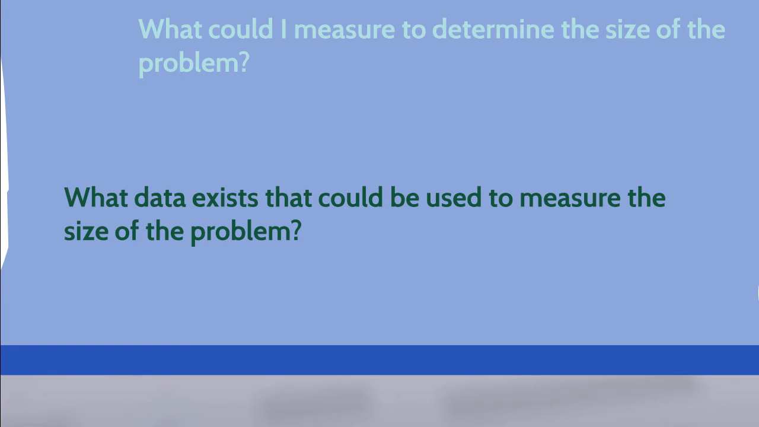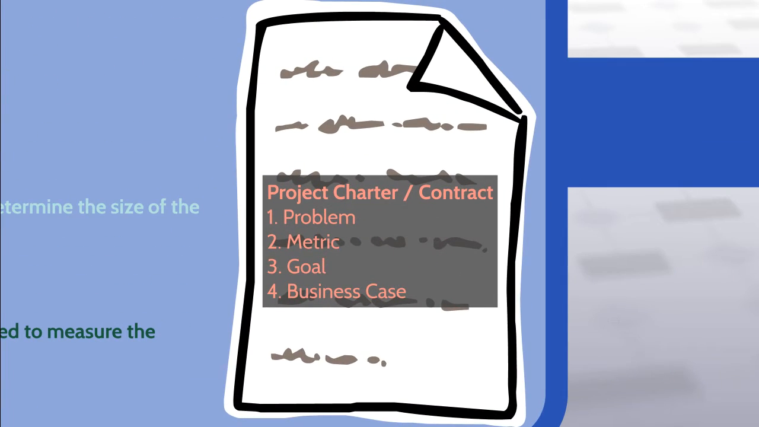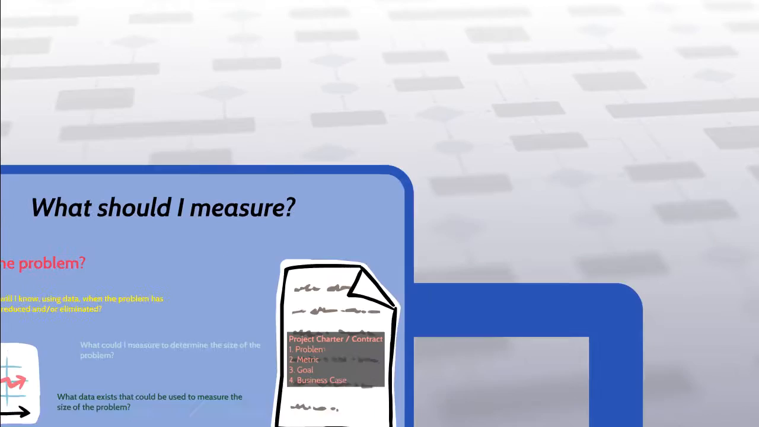In an ideal scenario, we won't need to collect any data if the data already exists, but in most cases this won't be true. But if it is, you'll be able to move quickly through the process and jump straight to analyzing your data. Once you've determined what you'll measure, make sure to document it on your project charter or contract as a way of validating team consensus before moving forward.